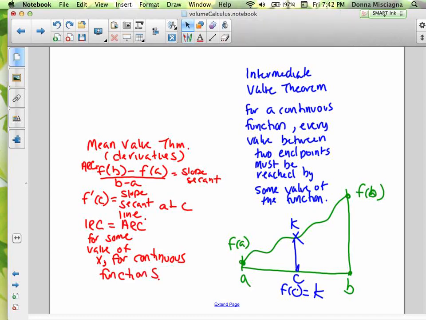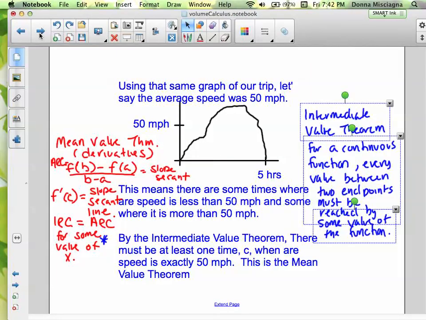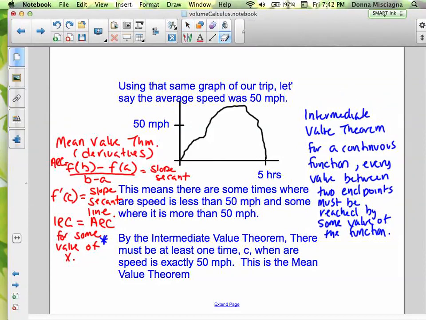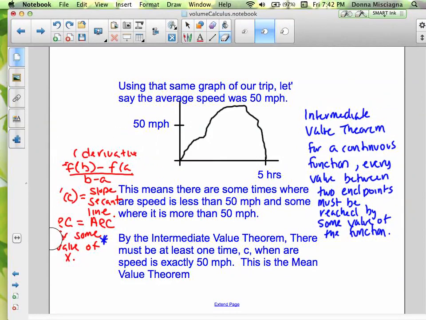So that was mean value for derivatives because we were differentiating. Now we're integrating, and integration has its own mean value that applies to integrals. So let's take a look at that. Now we've had a little refresher course on intermediate value theorem and mean value theorem. Always good to have a little review.